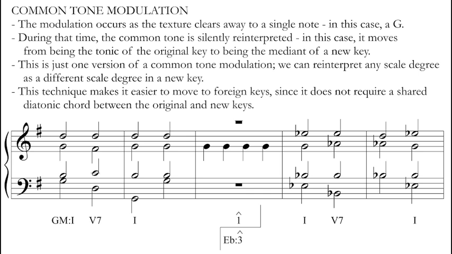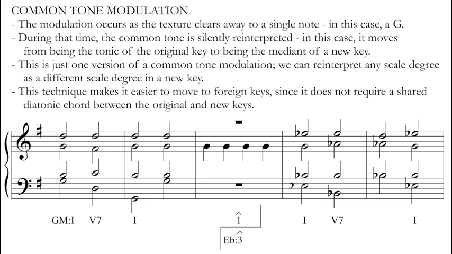Our first example here is a common tone modulation. We start clearly in the key of G major with a strong cadence. And then the modulation begins to occur when the texture clears away to a single note. In this case, the pitch is a G. You can see it in the third measure here. All the other pitches go away, and we lose a sense of harmony because all we have is just one note, and we know we can't make a chord out of just one note.